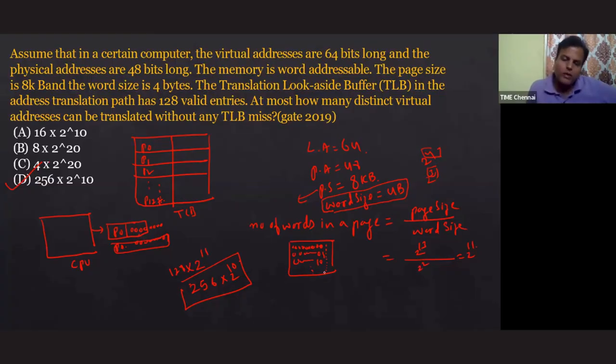So inside the page, how many words are there? 2 power 10 words. To point these, for one page, how many logical addresses are you generating? 2 power 10. Then how many entries are there? 128. So the answer is 128 into 2 power 10. Only a minor change: I made 4 bytes into 8 bytes, and your total answer is changing. So please be careful while solving this kind of problem. Understood this?